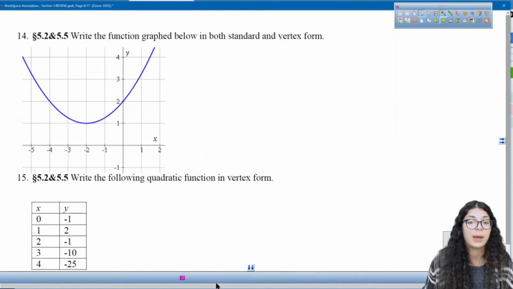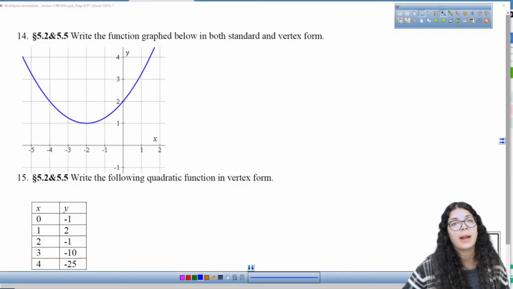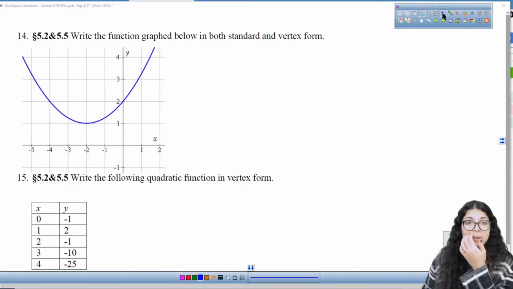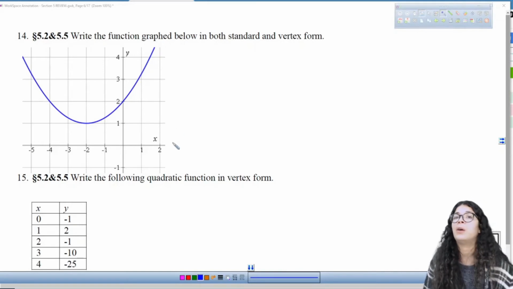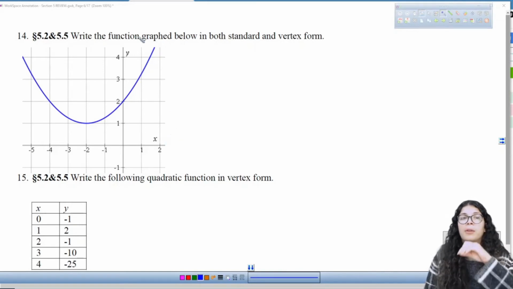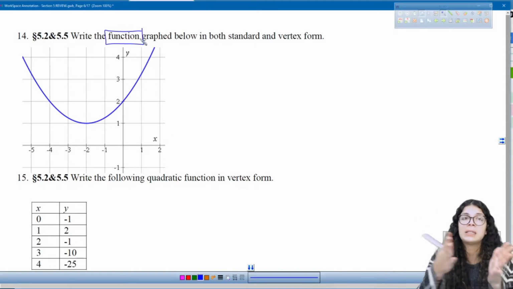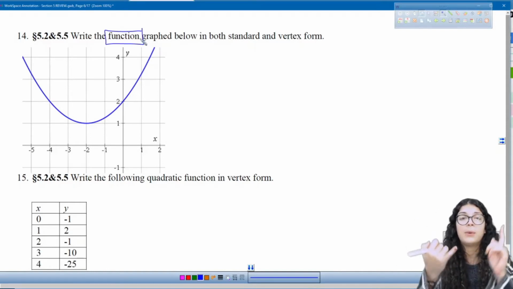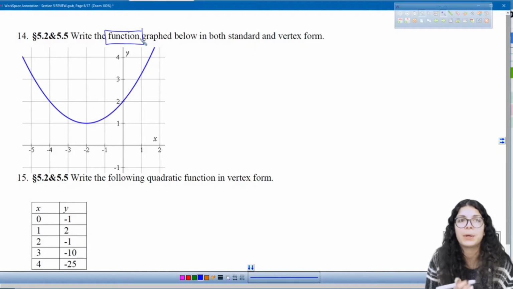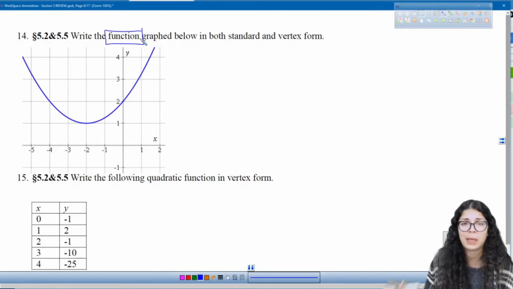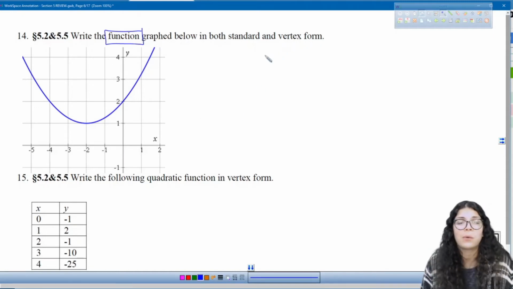All right, let's go ahead and move on to number 14, okay? So on number 14, we need to write the function that is graphed below. So to write the function, I need to first figure out, do I have the vertex or not? Remember, the function that you want to write is the easiest one for that type. If you have the vertex, you want to write vertex form first. If you don't have the vertex, then you're going to have to write standard form first. Regardless of whether they ask you for standard form or vertex form, you always want to write the easiest form first, and then we can always convert if we need to, okay?